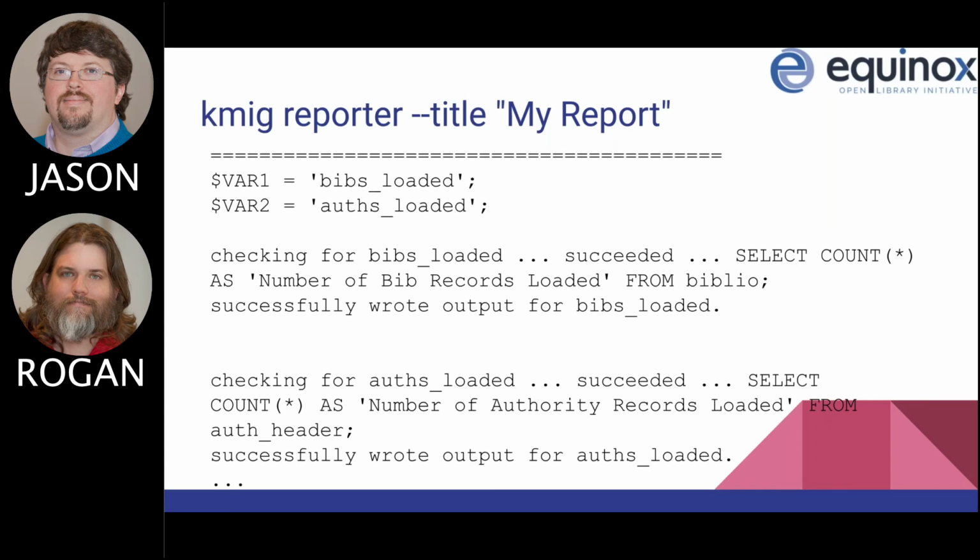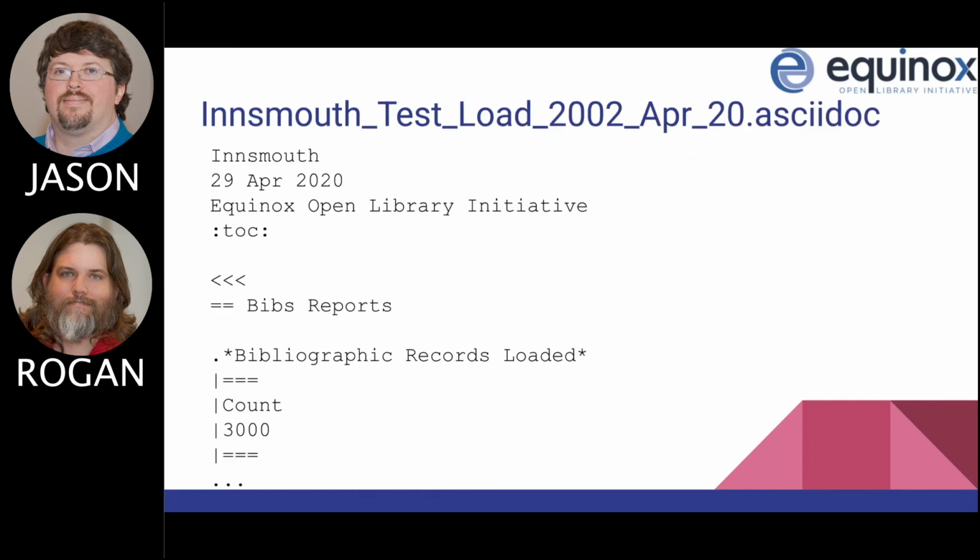What kmig reporter does is you pass it a title. There are some optional ones you can pass as well. You can give it the name of the data analyst. If not, it'll just say data analyst. You can pass it some external files to use as an introductory section and things like that. And then it will go to a stock collection of reports that are in a Koha XML file, run through those, and give you output. And that output is going to look a little bit like this.